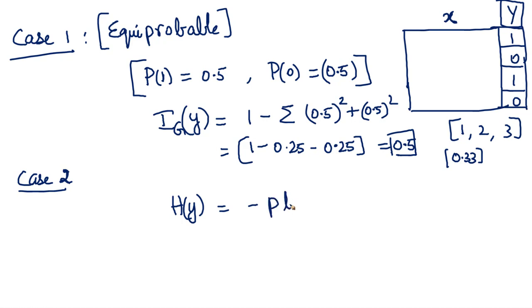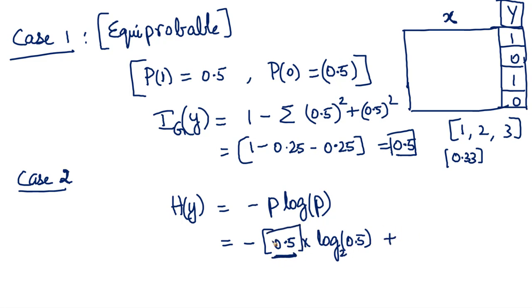So minus p log p, isn't it? Minus p log p, which is nothing but minus of 0.5 into log 0.5, where log here is log base 2, plus this is probability of 1, and this is also probability of 1. Likewise, probability of 0 is also 0.5. So 0.5 into log of 0.5. If you do the math, this will work out to be 1. So that is a difference.